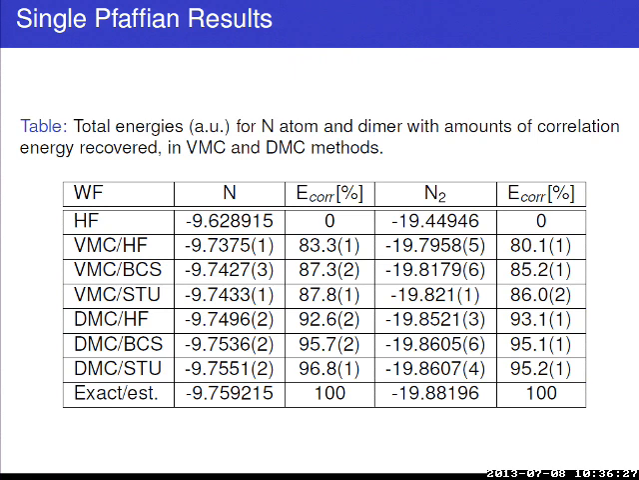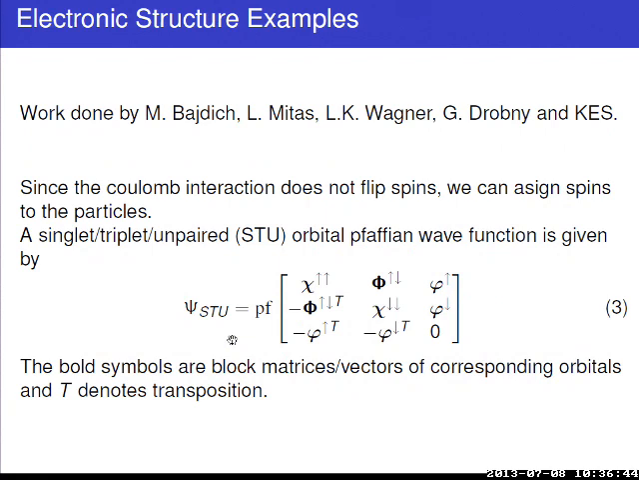And so you get about 95% of the correlation energy. What is exact here, experiment or calculation? Estimated, you can see. So what does STU stand for? Singlet, triplet, unpaired.